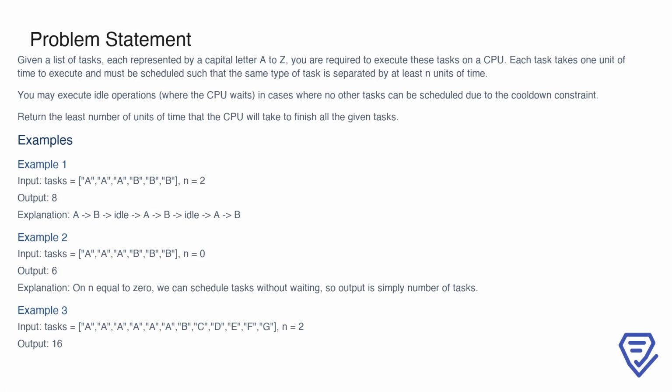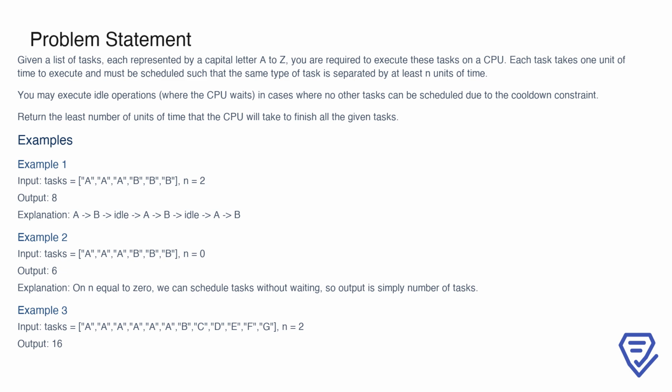LeetCode Problem number 621 asks you to schedule a list of tasks so that the same type of task will be separated by at least n units of time due to CPU cooldown. Each task takes exactly one time unit. You may need to insert idle periods if you cannot schedule any available tasks due to cooldown constraints. The goal is to find the minimum total time to finish all tasks.